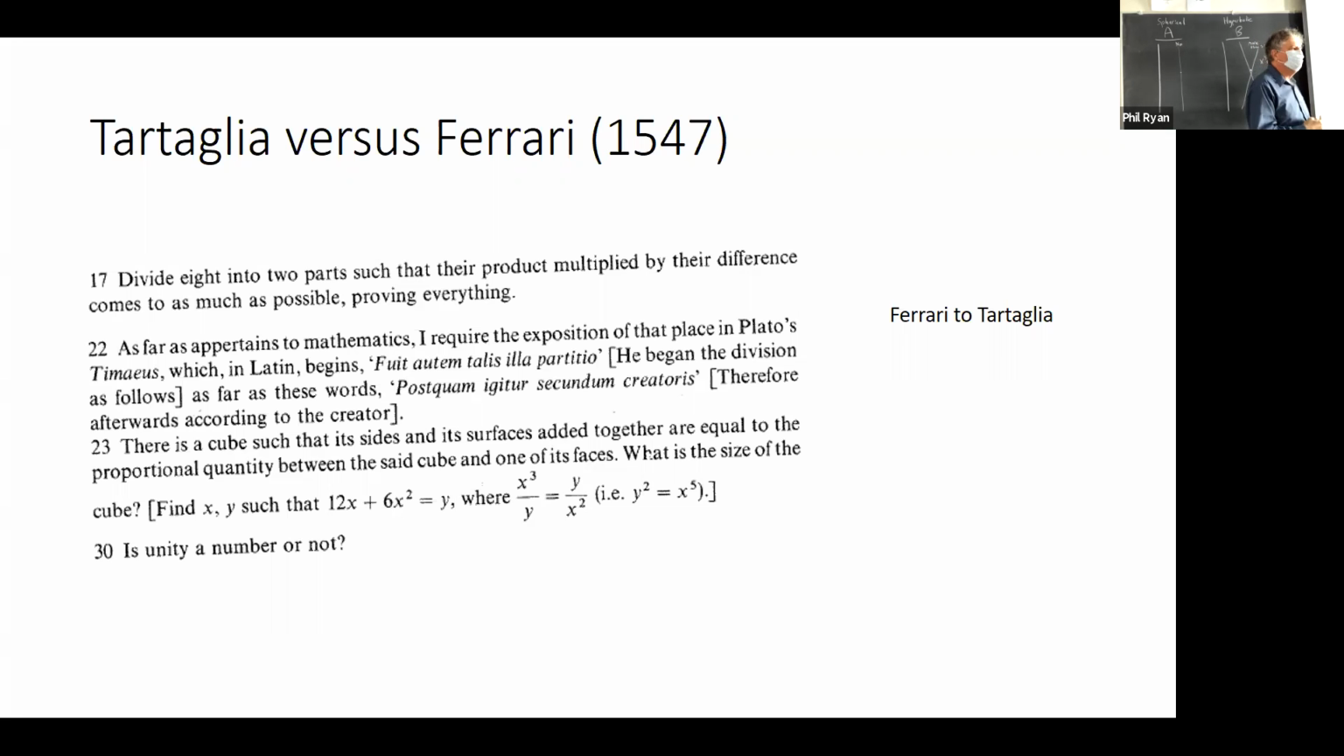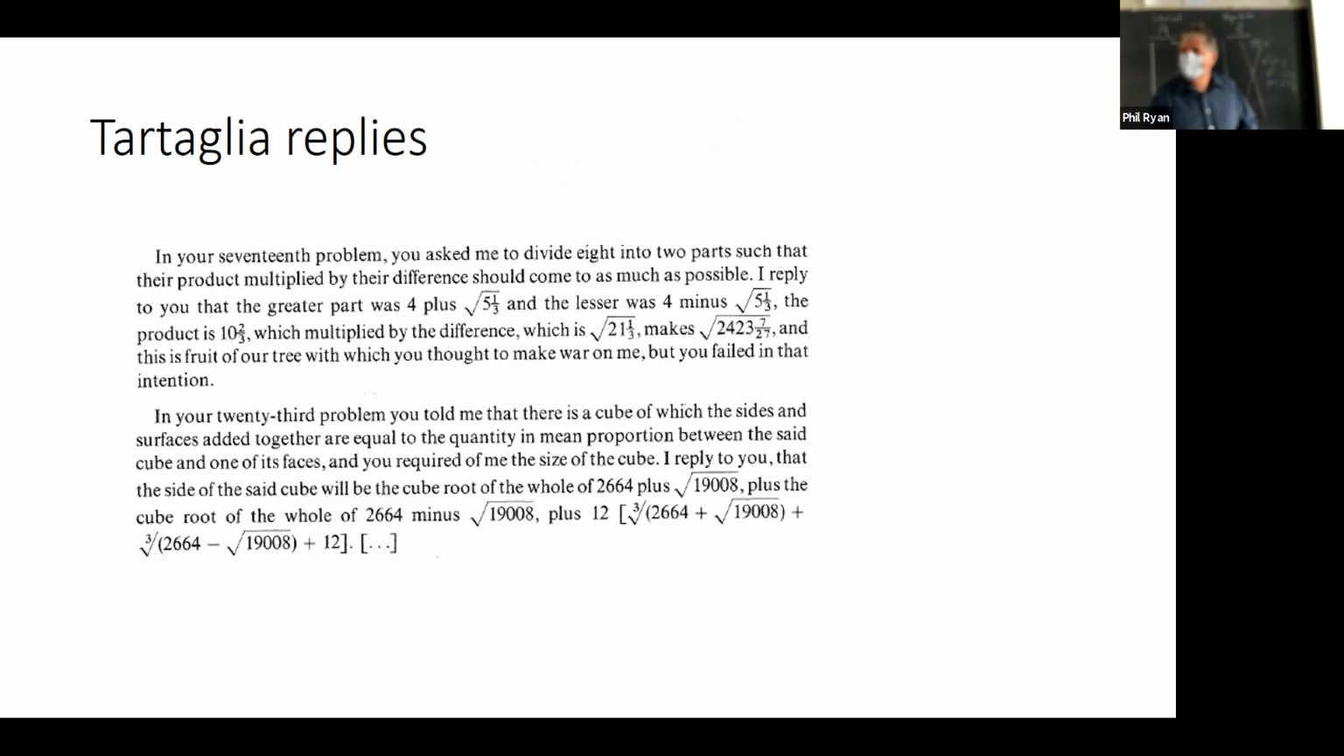Tartaglia's answer was interesting because he took the traditional Greek view that 1 is not a number, but it's like a potential number, because it's the thing that makes up other numbers. So here are some solutions of Tartaglia. I like his solution to the 17th problem, where he gives the answer and says, "And this is the fruit of our tree with which you thought to make war on me, but you failed in that intention." So it's really bitter stuff.